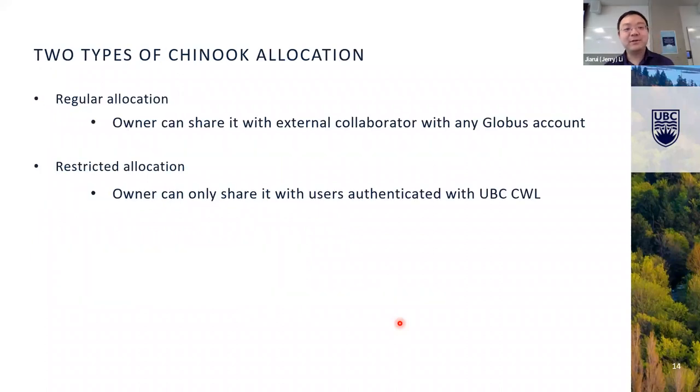So we have two types of Chinook allocation. The first one is called regular allocation. In this allocation, the owner can share it with any external collaborator with any Globus account, because you can even use your Gmail to create an account. The second allocation is called restricted. That's for people who want to store some sensitive data, some data that needs to be restricted to the UBC network. So in this allocation, the owner can only share the data with CWL. So if you have an external collaborator you want to share with, you need to sponsor your supervisor, or you yourself need to sponsor a guest CWL for them.